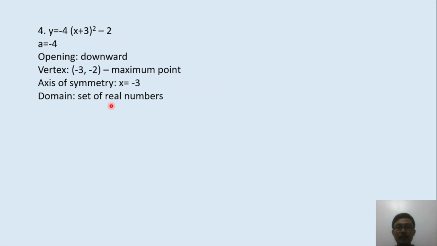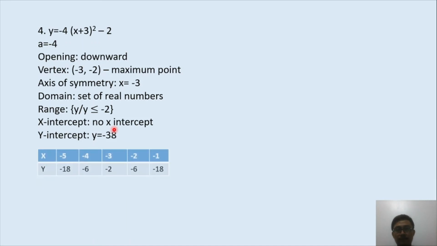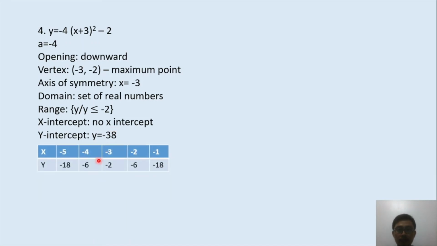Of course, ang domain is set of real numbers. Since ang range naman, since ang opening is downward, since ang a natin is negative, ang magiging range natin is y such that y is less than or equal to negative 2. There are no x-intercept. Ang y-intercept is 38. So, binigay ko na yung values ng y.